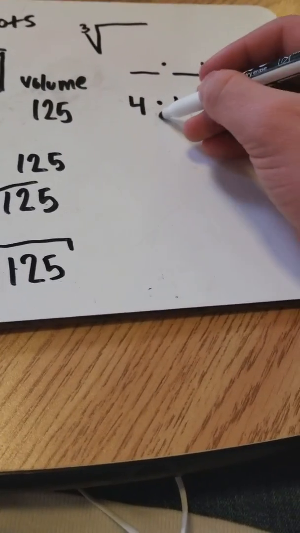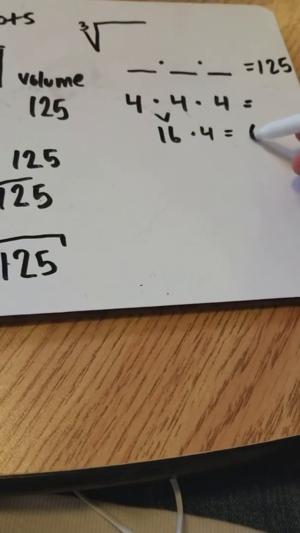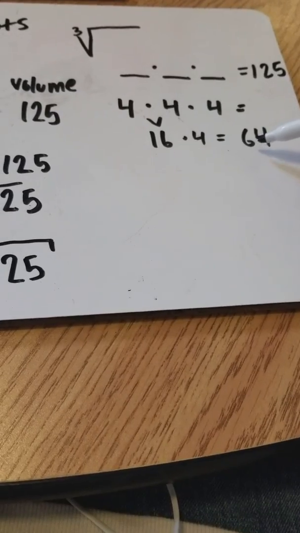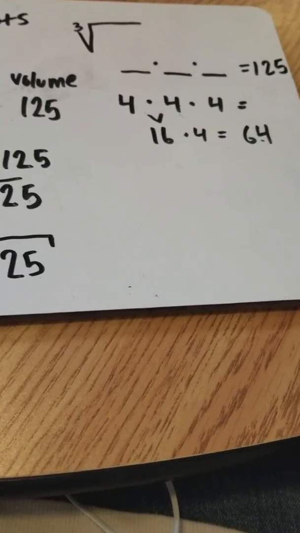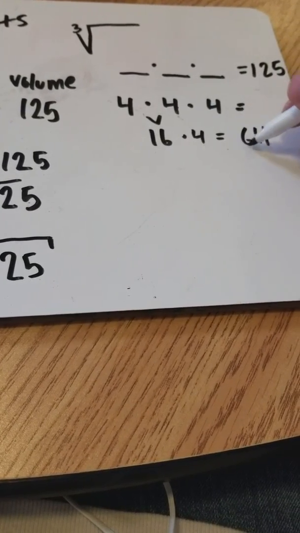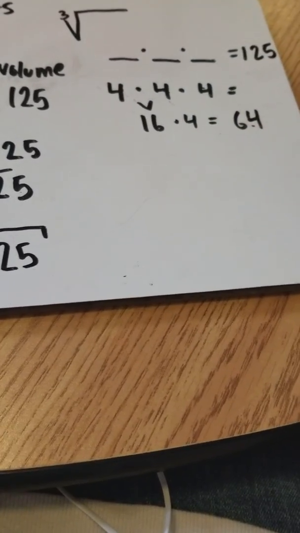So 4 times 4 is 16. 16 times 4 is 64. Oh, so it's not 125. It's less. It's 64. So since our guess of 4 was not enough, it gave us an answer that was too small, I need to up my guess.